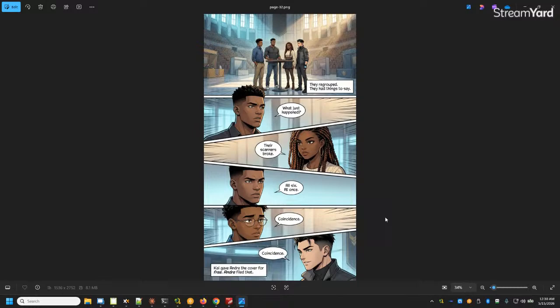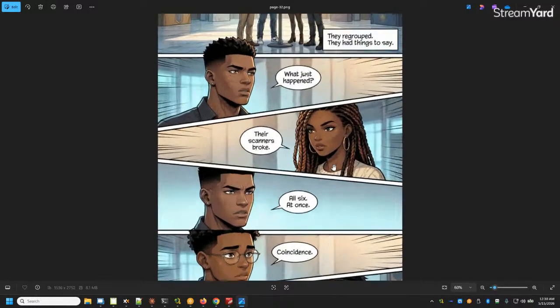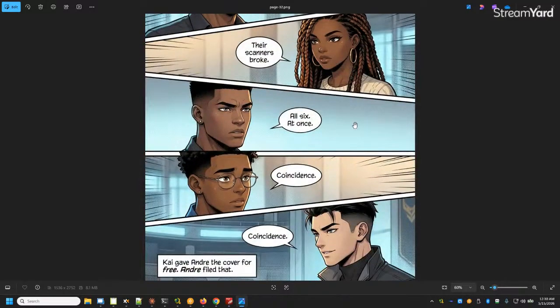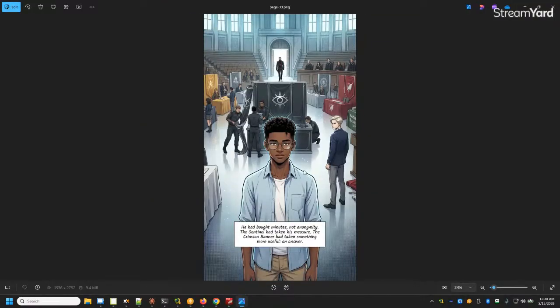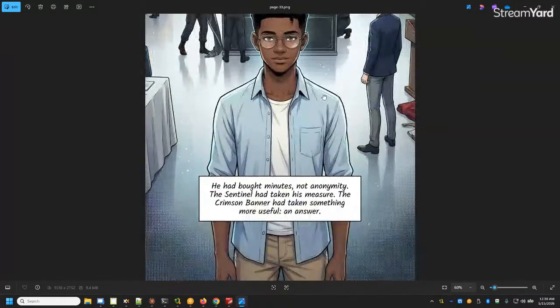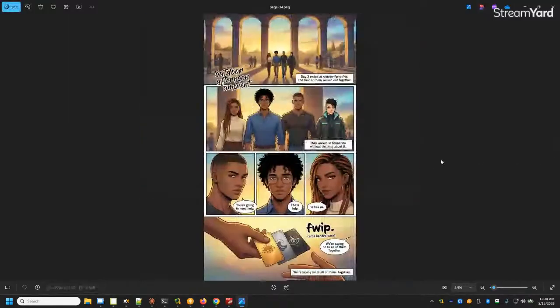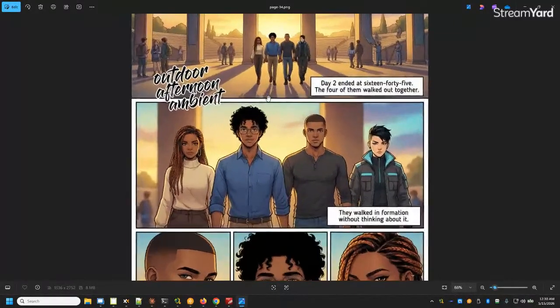They regrouped. They had things to say. What happened? Their scanners broke. All six at once. Coincidence? Coincidence. Kai gave Andre the cover for free. Andre filed that. Okay. He had bought menace, not anonymity. The Sentinel had taken his measure. The Crimson Banner had taken something more useful. An answer? Okay. All right.